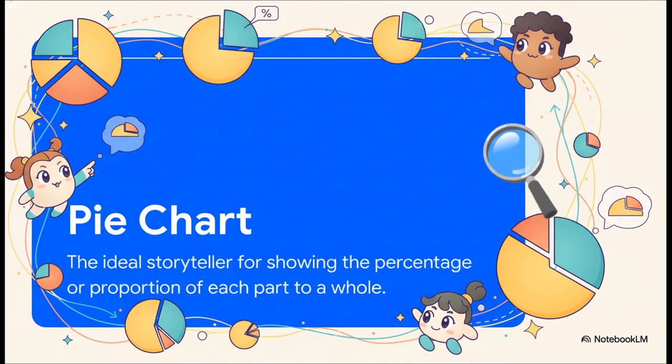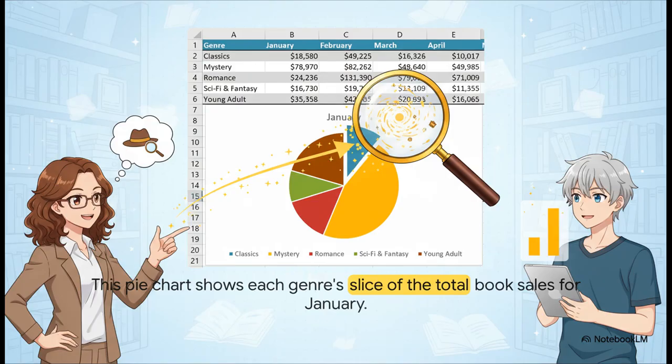Now, a pie chart has one job, and one job only, to show the percent of total for one set of data. It's built to answer the question, what slice of the pie does each category get? Let's see it in action. Using that same book sales data, this pie chart tells a totally different story. It's not about which genre sold more in dollars anymore. It's about which genre took up the biggest share of the total sales in January. And once again, you can see that mystery is dominating, taking up the biggest slice of the pie.